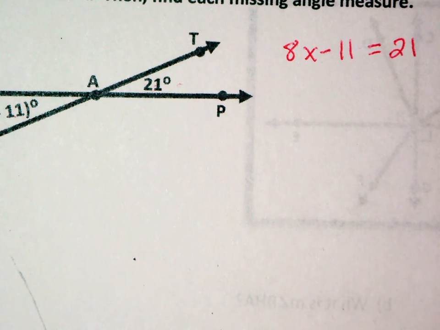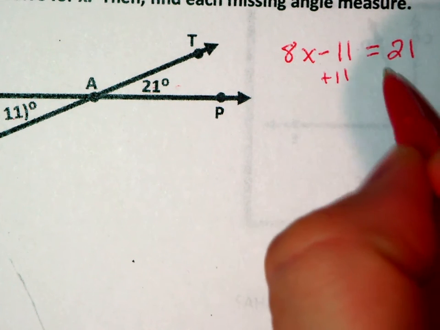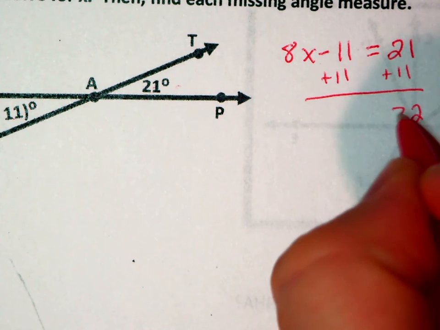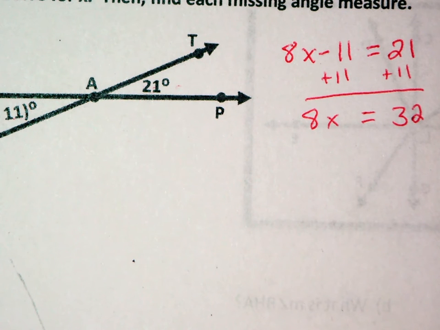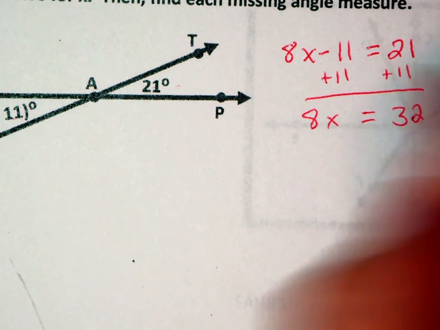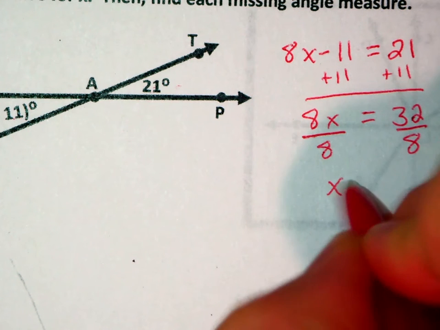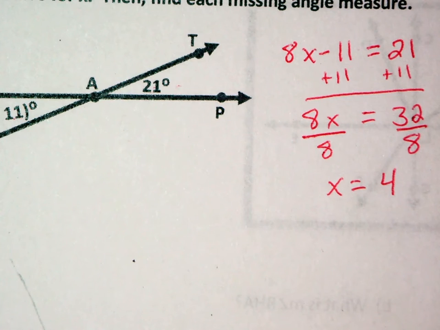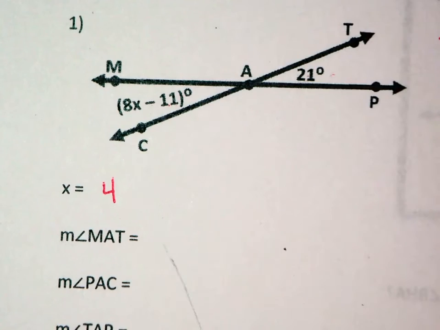Well, you should remember from your equations, we can simplify now and find the value of x. I will first add 11 to both sides of the equation. And we conclude that 8x is equal to 32. I can still simplify by dividing both sides by 8. And my value of x is equal to 4. Let's come back over to the problem. X is equal to 4.